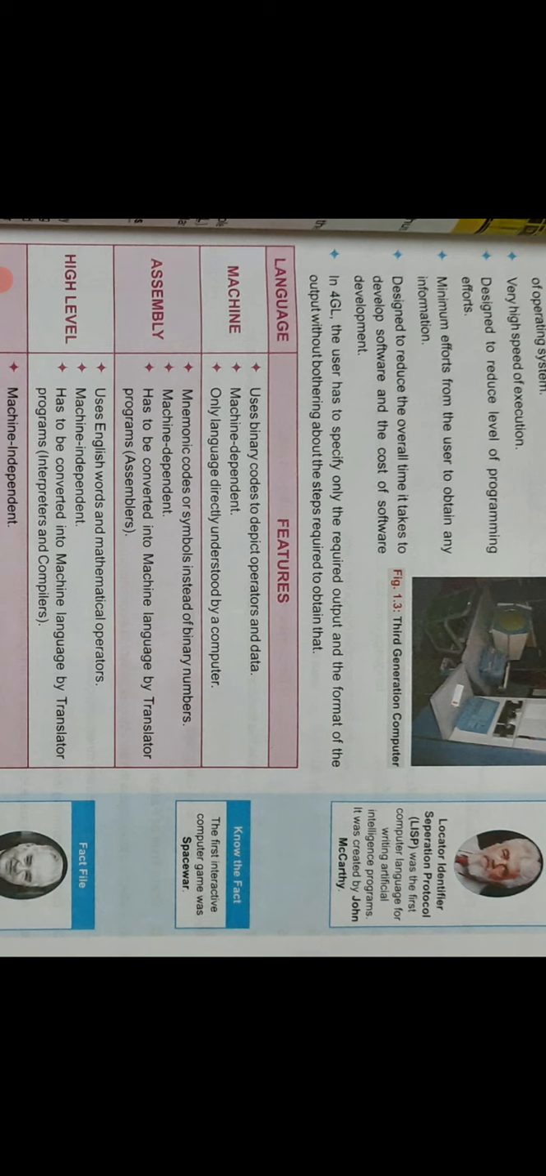In interpreter, no object code. In compiler, object program is created. The last one, in interpreter, execution is slow. In compiler, execution is fast. So we have done our exercise. Okay, so our first lesson is complete.